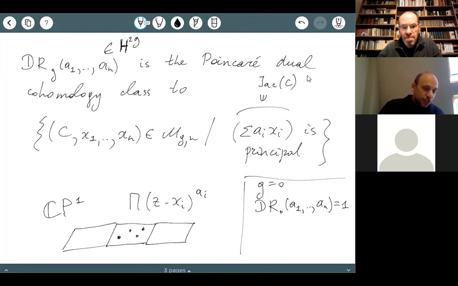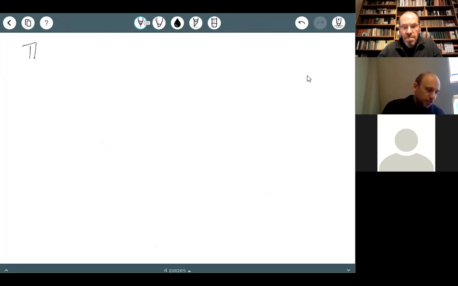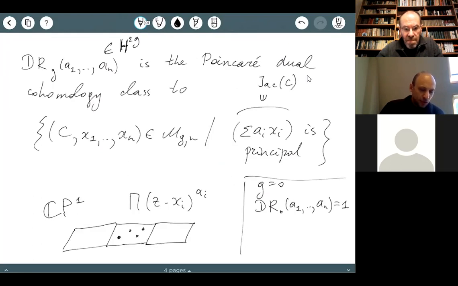Okay. So this definition actually works on MGN. Because the locus defined in this way is a smooth locus of pure codimension G. So it is indeed a cycle, and you can define the Poincaré dual cohomology class. But as you go to singular curves, to stable curves, non-smooth stable curves, this definition doesn't work any longer. So there are various difficulties.